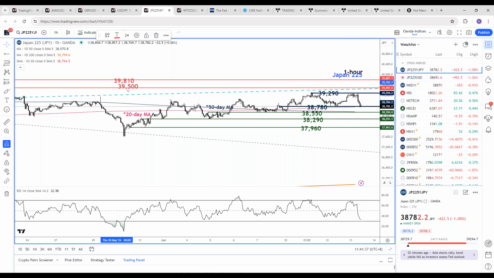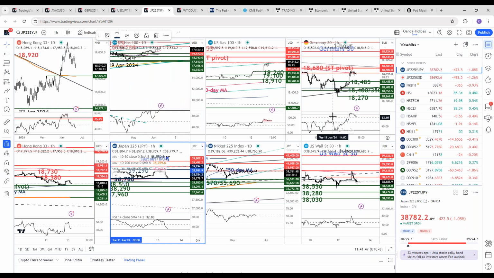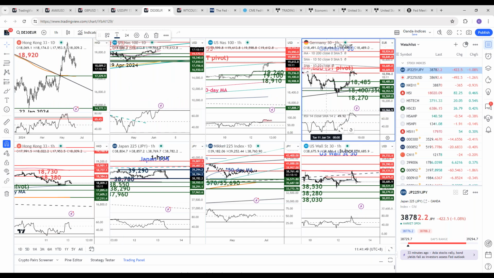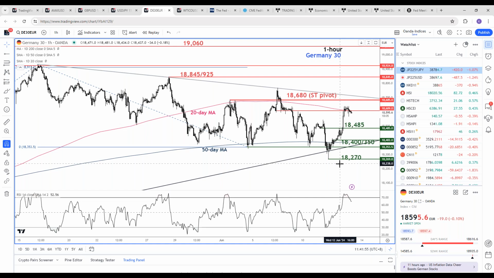So with that, flipping to a neutrality stance for today between 39,290 and 38,780 on the Japan 225, i.e. the Nikkei 225. Now, with that, let us go to the German 30 or the German DAX. So German DAX 30, we have a short-term intraday bullish bias yesterday because of that rebound off from the 18,400 level, 18,350 level.